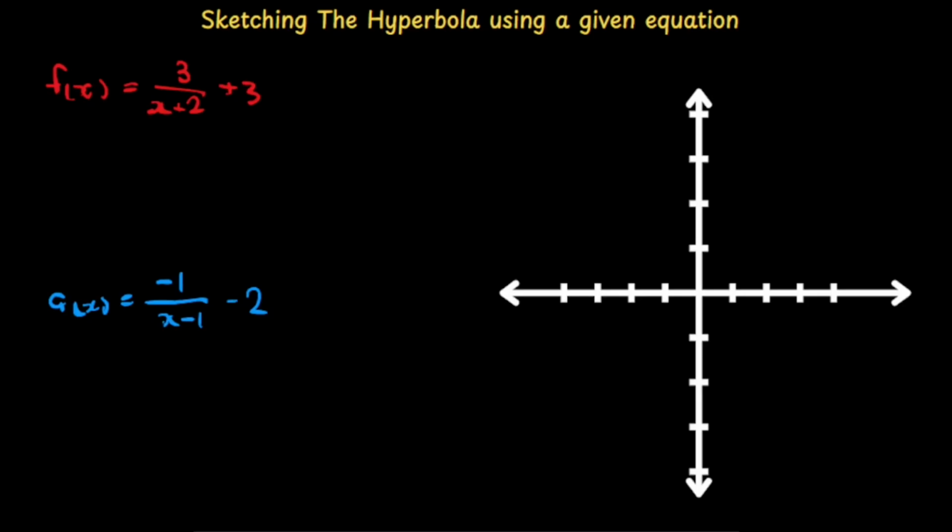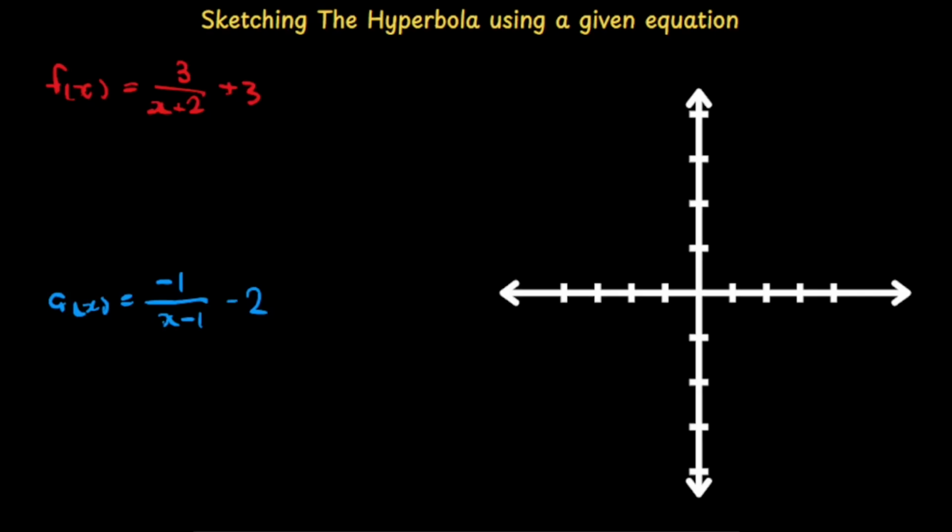In the first part of this video, we are going to be focusing solely on sketching the hyperbola using a given equation. On your screen right now, you can see that I have a blank Cartesian plane as well as two equations for two individual and unique hyperbolas. So let's go ahead and start off with the red function, and that is f of x is equal to 3 over x plus 2, plus 3.